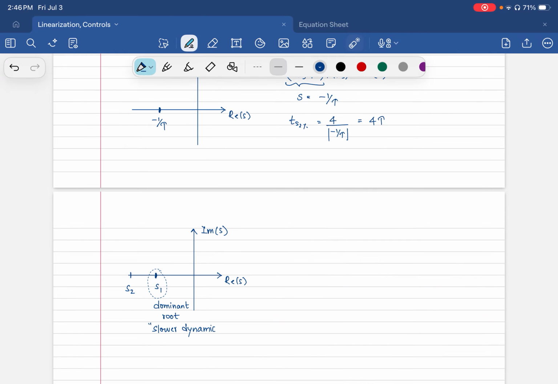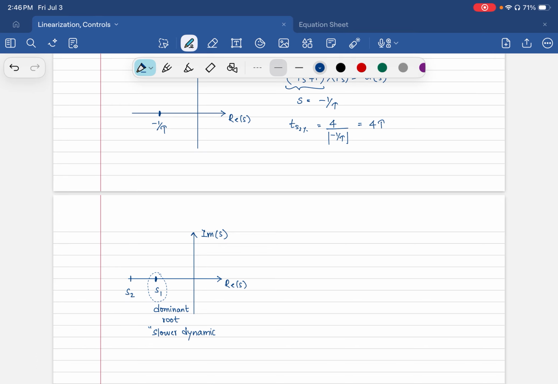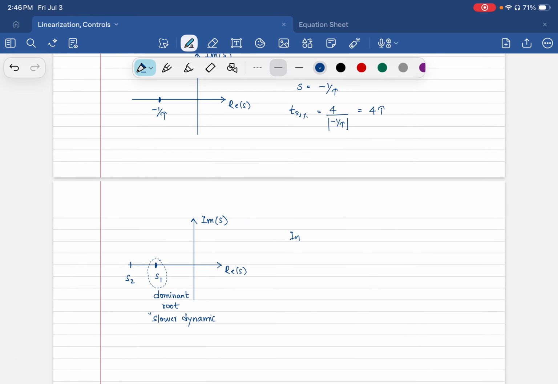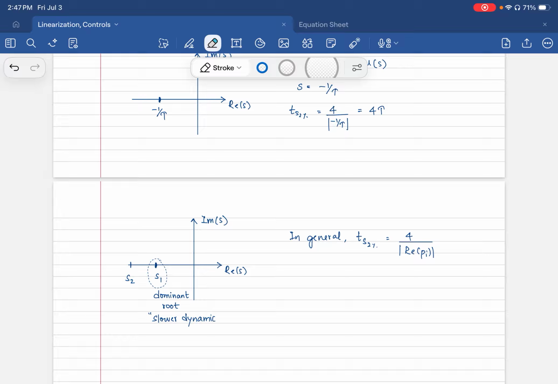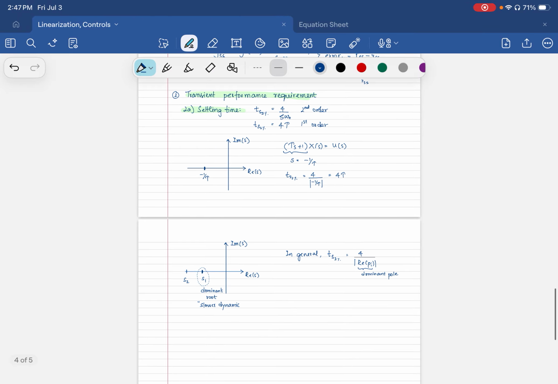So essentially, in second order systems, the larger the real part of the pole, the slower the response. And that's kind of how we had gotten to that same 4 over zeta omega n. So in general, we can say Ts2% is equal to 4 over the absolute value of the real part of the larger pole. Okay, of course, this has to be the dominant pole. Okay, this is settling time.